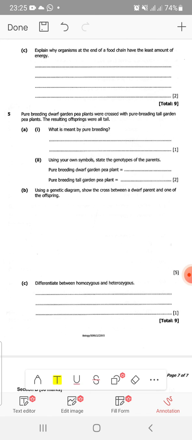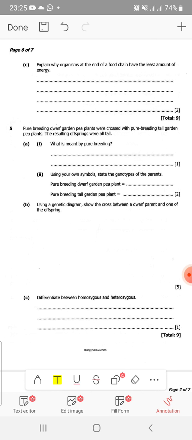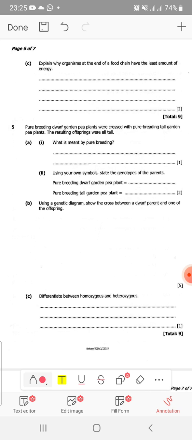Pure breeding is the crossing between organisms which are in a homozygous state, where they have the same type of gene representing a particular trait. Okay, that's the answer for this part. Pure breeding simply means the crossing between organisms which are in a homozygous state.